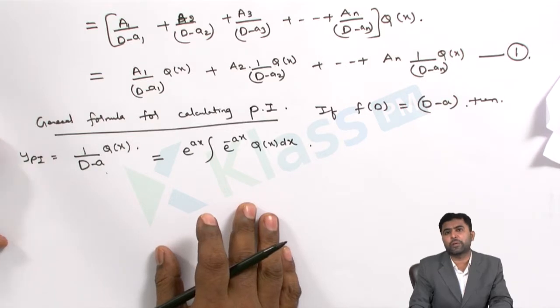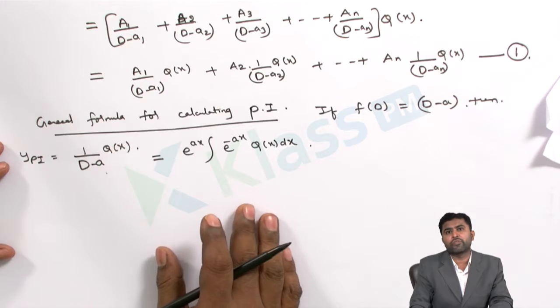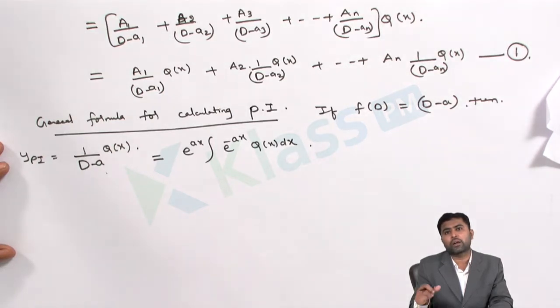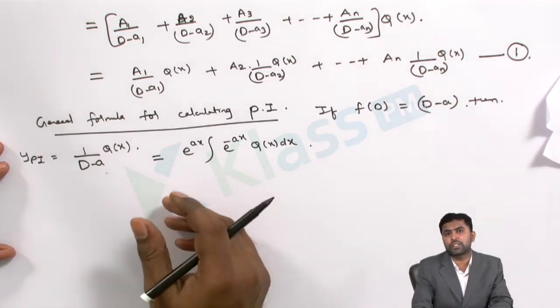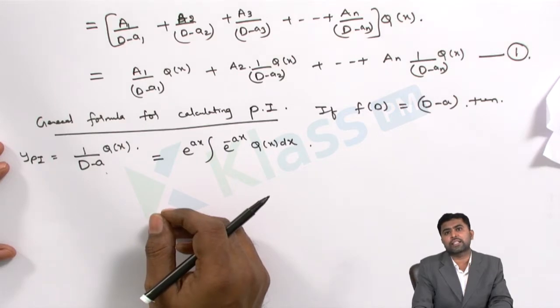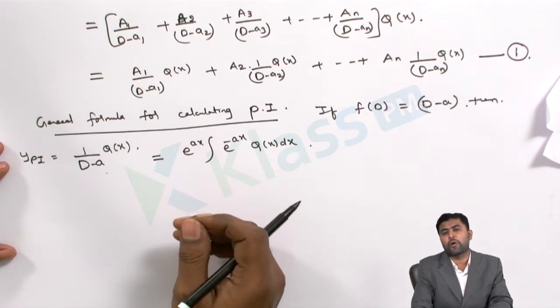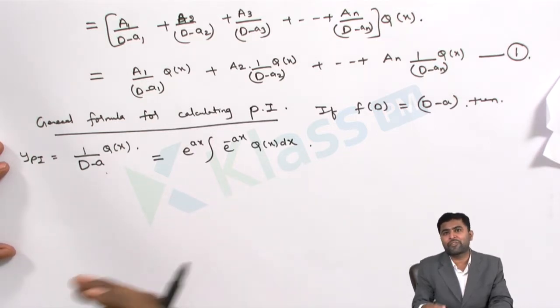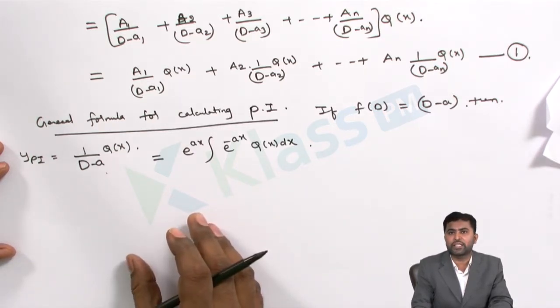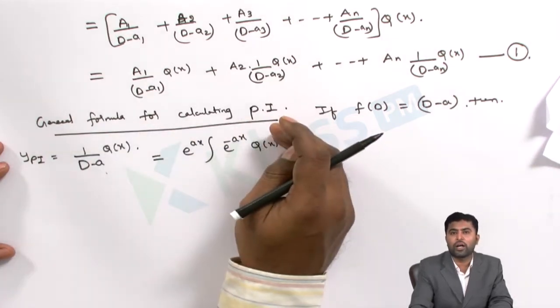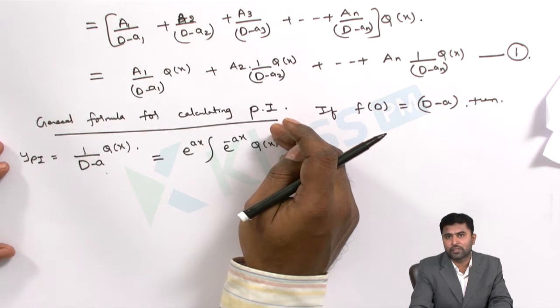But this will be a little bit lengthy, so for that reason we'll be using the direct methods for Q of x as an exponential function, trigonometric function, sin ax, cos ax, polynomial and so on. Apart from those, if we have any other function as Q of x, then we'll be using this general formula for calculating the particular integrals.